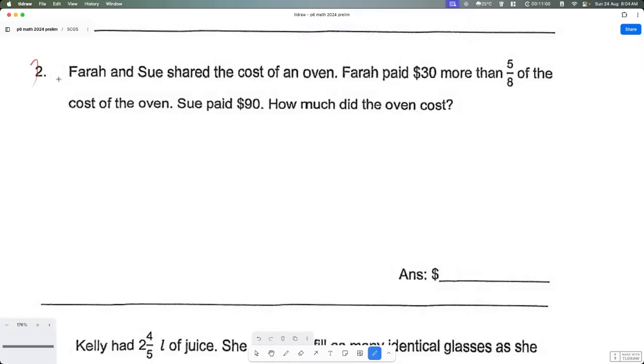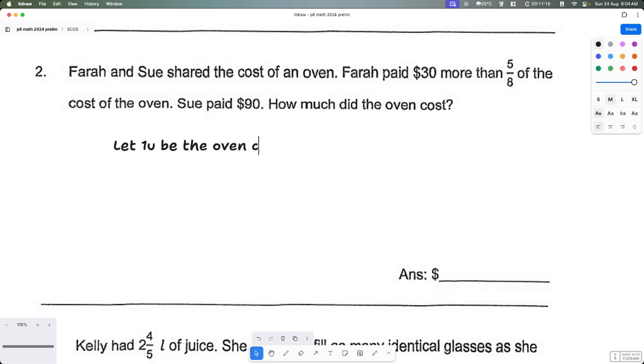Question number 2. Farah and Sue shared the cost of an oven. Farah paid $30 more than 5/8 of the cost of the oven. Sue paid $19. How much did the oven cost? Let one unit be the oven cost.